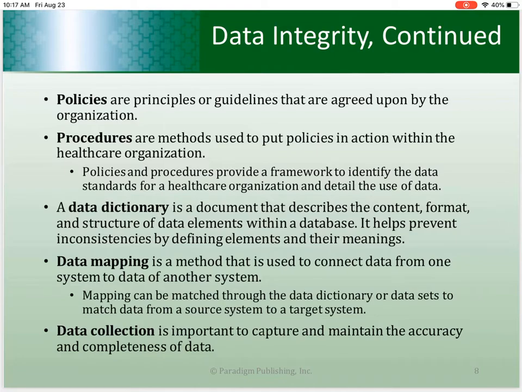So we talked a little bit about this in Chapter 7, but data collection is important to capture and maintain the accuracy and completeness of data. It consists of both manual and automated data collection, and the collection of information can be shared to provide quality care to the patient. Manual data collection is data collected by a staff member or entered by the patient. Manual data collection can take place through a paper or a digital form completed by the employee or the patient. And our automated data collection is the reuse of data that was initially captured for other purposes.